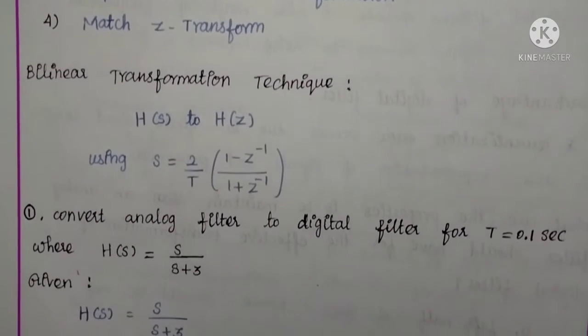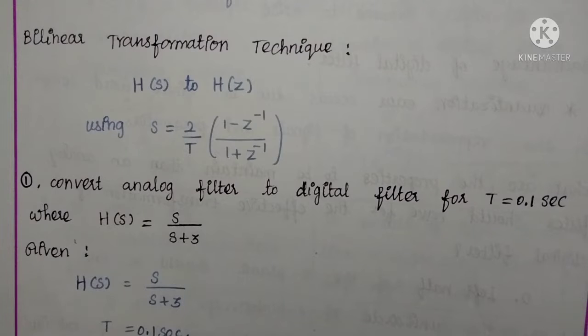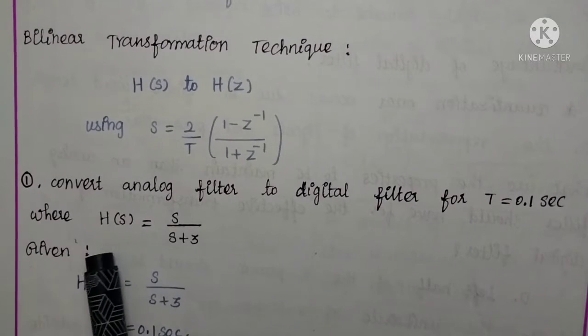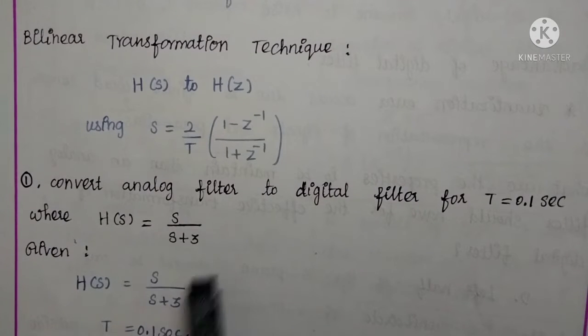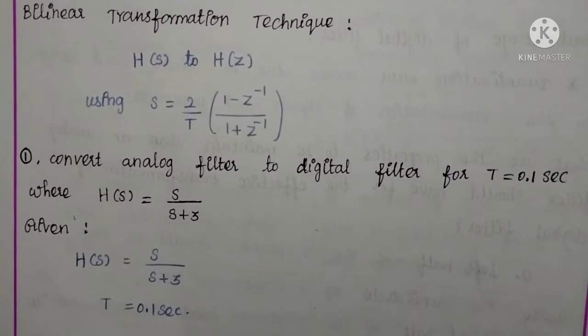So the first question is convert analog filter to digital filter for T is equal to 0.1 seconds, where H of S is equal to S divided by S plus 3. First we have to write given H of S is equal to S divided by S plus 3 and T is equal to 0.1 seconds.